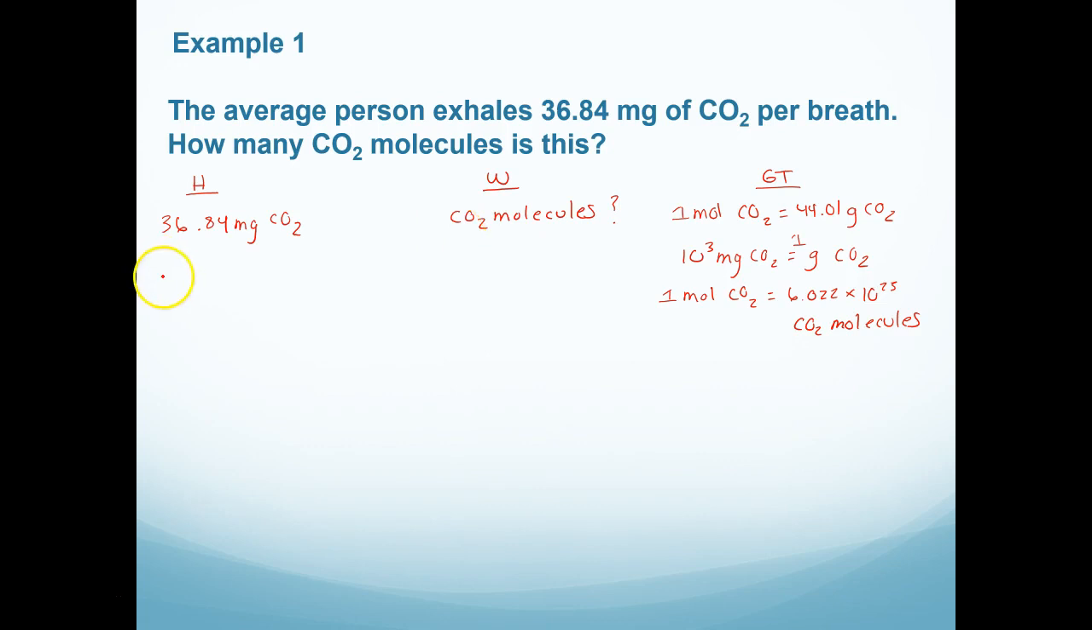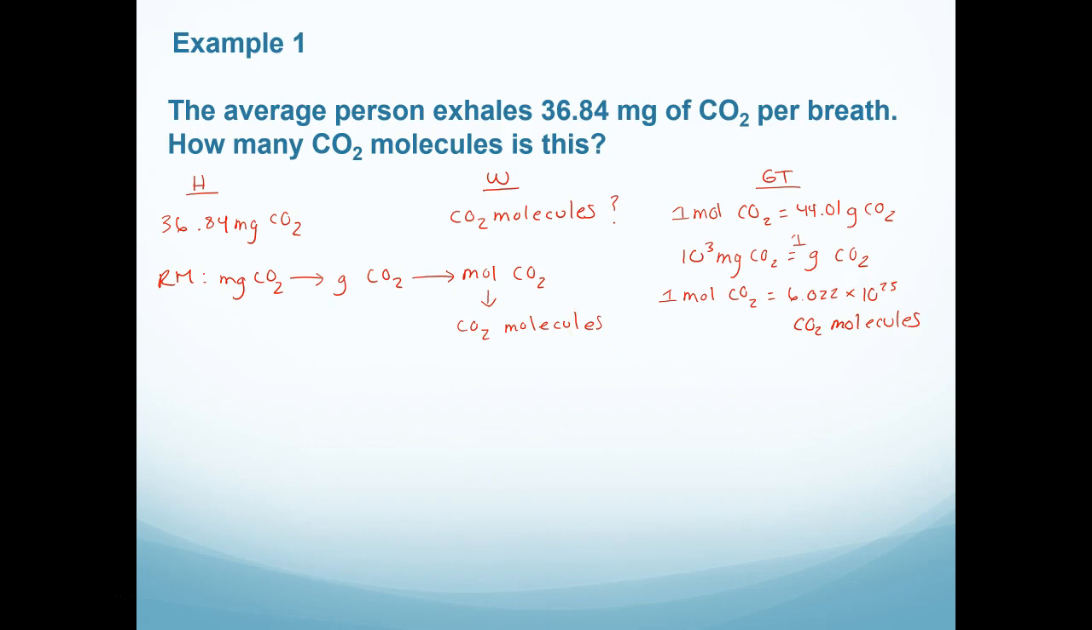Let's do a roadmap and figure out what we're converting. So I am starting always with my have. I have milligrams of CO2. And then I'm looking at my get there to see where I'm allowed to go next. What can I relate milligrams of CO2 to? And I can relate it to grams of CO2. The next thing I can do is I can relate the grams of CO2 to moles of CO2. And the last thing I can do here is relate the moles of CO2 to CO2 molecules.